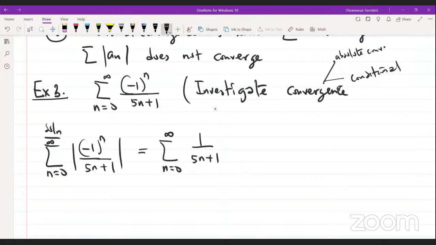Let me choose a red pen. So let an be equal to 1 over n, and let us call our bn 1 over 5n plus 1. Now when you put in the absolute value, you don't always have a p series in the end. So don't get that wrong, guys.